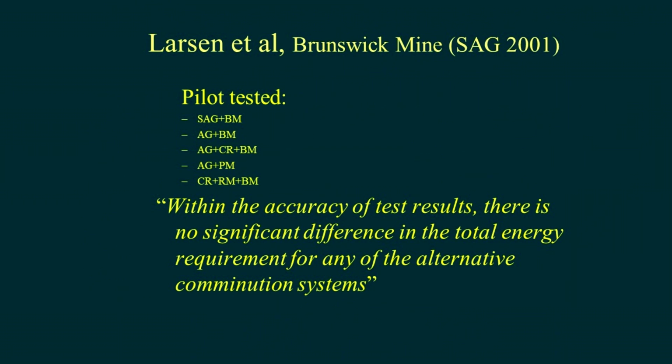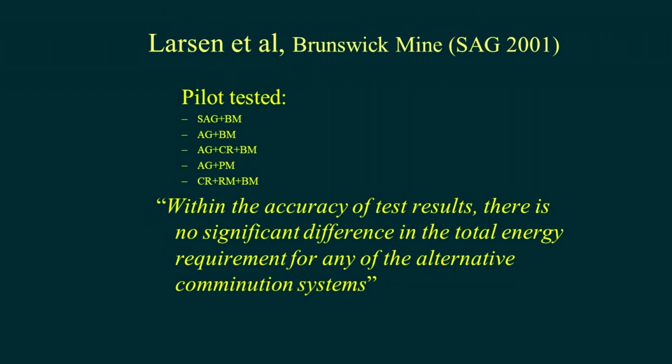To support that, there's a really good paper from SAG 2001 by Larsen et al., on the Brunswick mine. They were going to convert, and they did convert, their crushing, rod mill, ball mill circuit to single stage AG milling. That's about as different as you can get. They pilot tested every single combination they could think of: SAG ball, AG with crushing and ball milling, AG and pebble milling. And they piloted their own circuit. And this is a quote from their paper. I'll read it out. Within the accuracy of test results, and that's important.